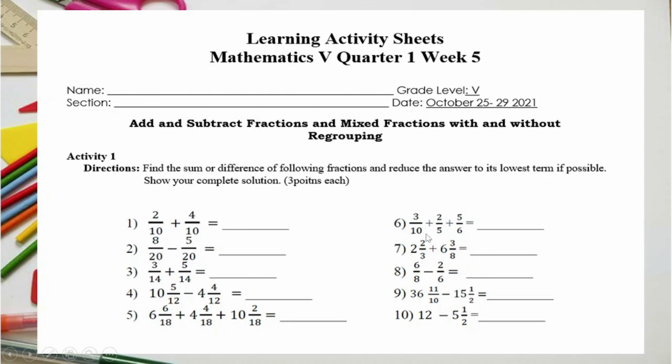Sa number 6, kailangan kunin yung LCD ng 10, 5, and 6. Then proceed na kayo sa addition. Sa number 7, kunin yung LCD ng 3 and 8. Then proceed na sa addition. Ganon din sa number 8, find the LCD. Sa number 9, find the LCD. And then proceed na rin sa subtraction. Then number 10, 12 minus 5 over 1/2. So, ganun din yung example ko kanina.